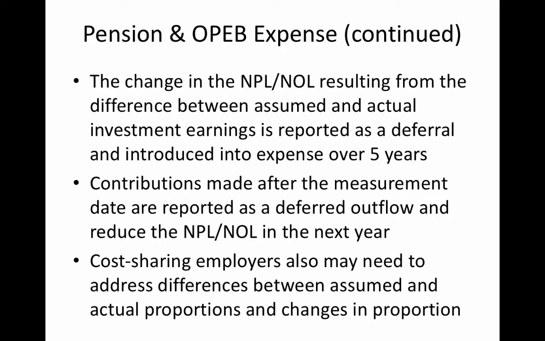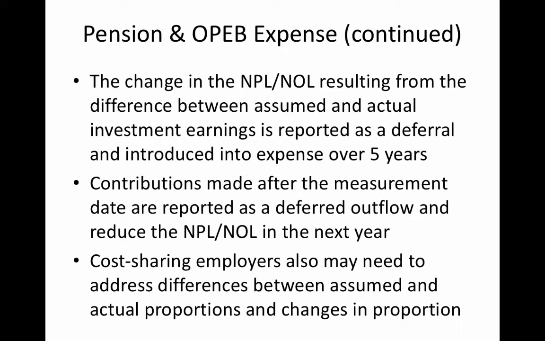If a government makes contributions to the plan after the measurement date, and given that so many governments are using that full 1-year offset, basically every contribution they make during the fiscal year is after the measurement date, because you've already measured the liability, a contribution to the plan would reduce the liability, but you've already measured it. So what you do in that year is you report it as a deferred outflow of resources, and then it reduces the liability in the following year.